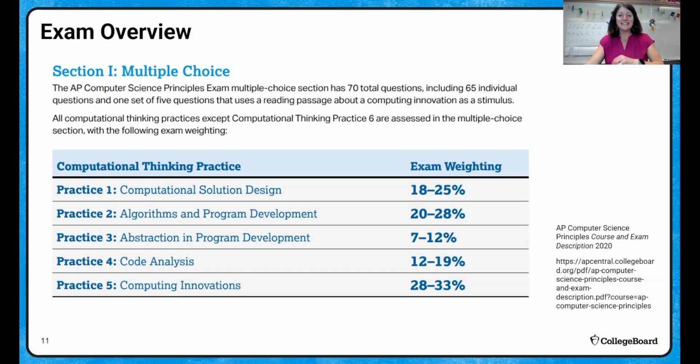Computational thinking practice 6 is not assessed on the multiple choice. So you see the 5 here: solution design, algorithms and program development, abstraction and program development, code analysis, and computing innovations. So you see about how much percentage there. We're using a lot of those practices today, and that can help you know how you're prepared.